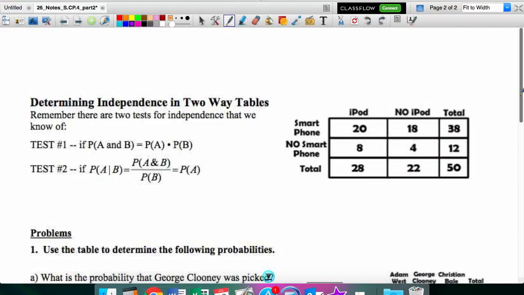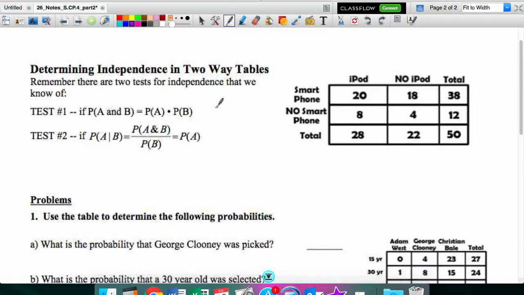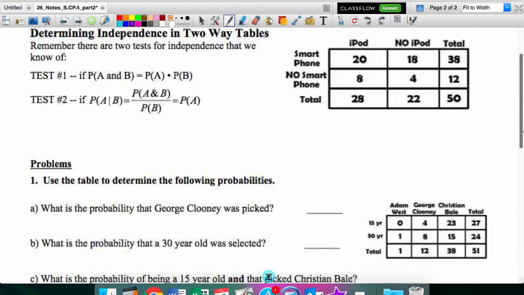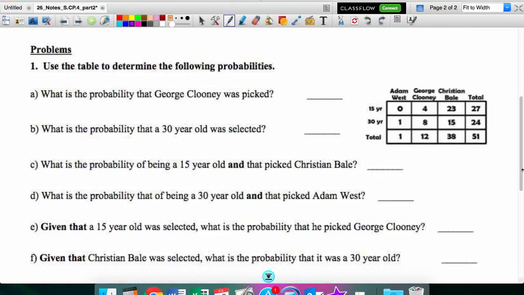So, just one quick reminder here at the top of the page. We can also determine independence by using the same independence formulas that we learned earlier. Our intersection probability formula and our conditional probability formula. So when we go to check independence, we want to use one of these equations to see if the two events are independent or not. Okay, so let's look at our problems.